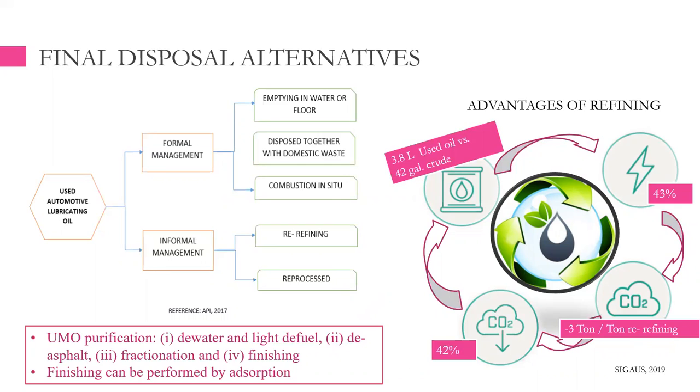Used motor oil purification technologies include several stages, and one of these stages is finishing. During finishing, we remove some substances such as chlorine, nitrogen, sulfur, oxygen, peroxides, among others. And these substances are the ones that give color to the oil and increase its acidity degree, the total acid number. Finishing, which is contaminant removal, can be performed by adsorption.